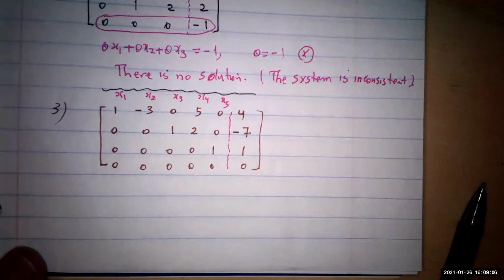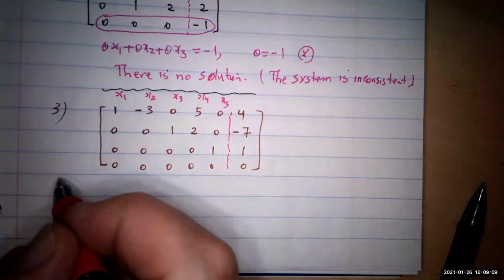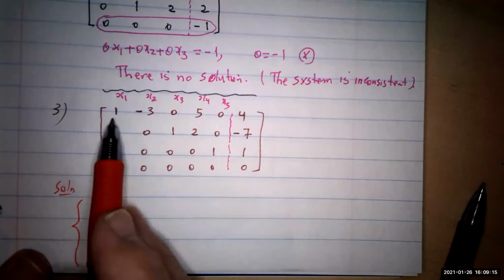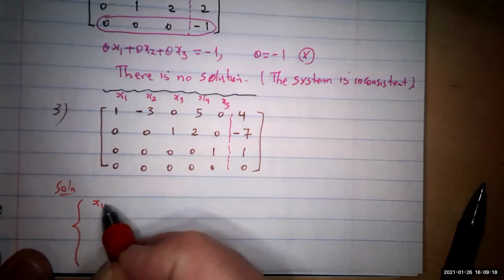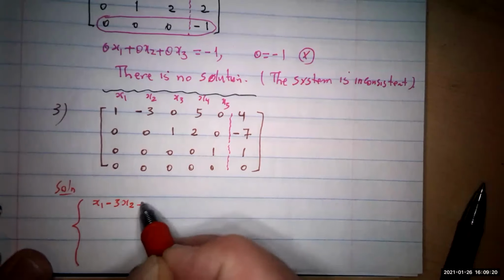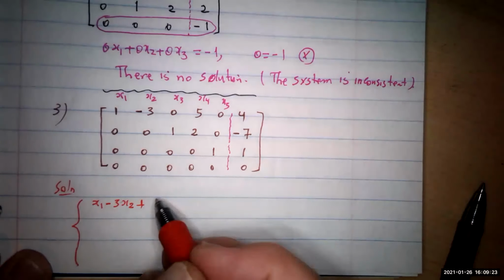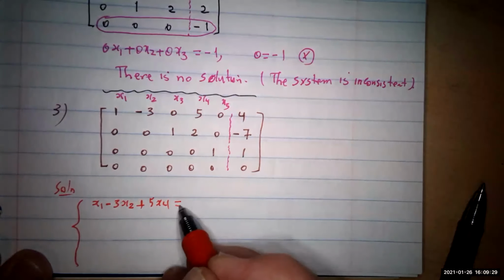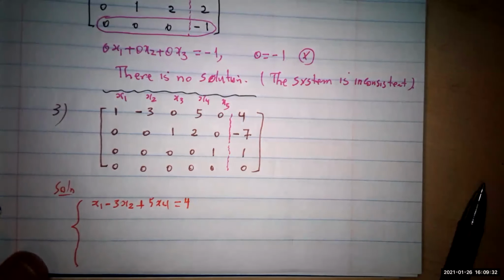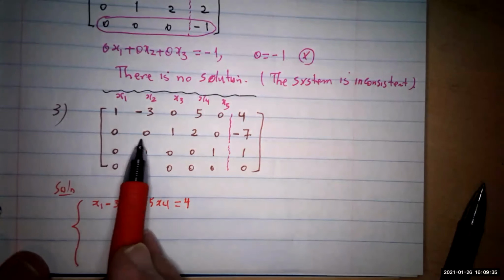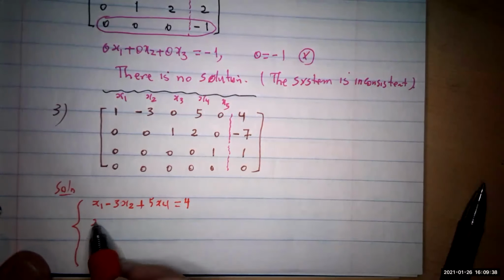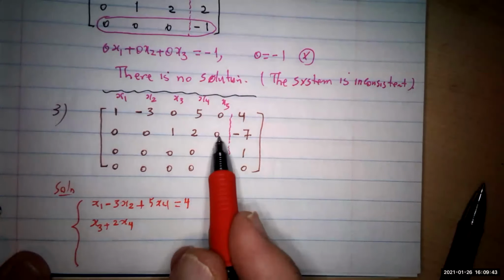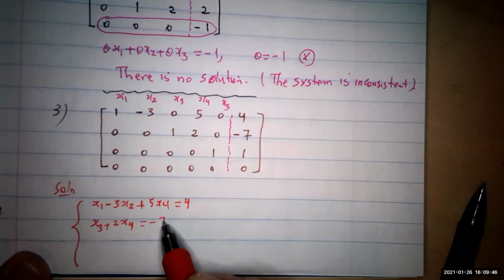So let's translate it to the system of equations. The first one is going to be x1 minus 3x2. There is no x3 here, so plus 5x4, and there is no x5 here, equal to 4. That would be the result of the first one. Over here, no x1, no x2, so we get x3. It's 1x3 plus 2x4. And there is no x5, so that gives you negative 7.